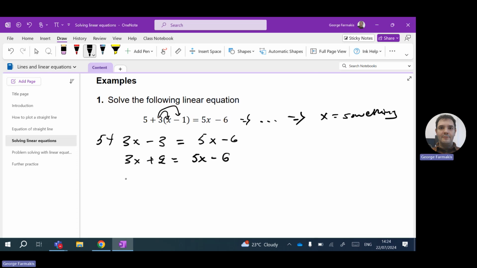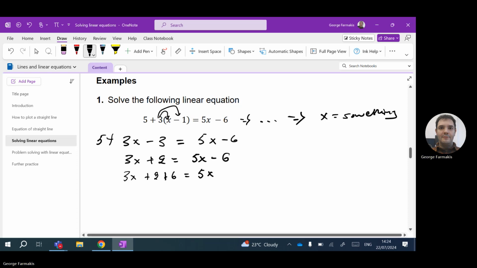Now let's try and move this 6. So if I add 6 to both sides, 3x plus 2 plus 6 equals 5x minus 6 plus 6. So here we're going to get 0. So we have 3x, 2 plus 6, this is 8, equals 5x.